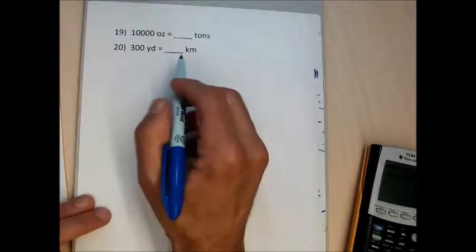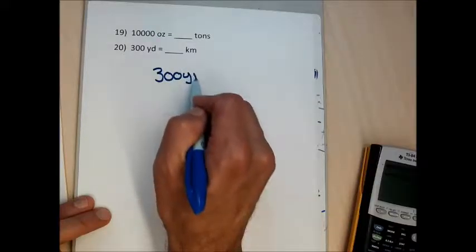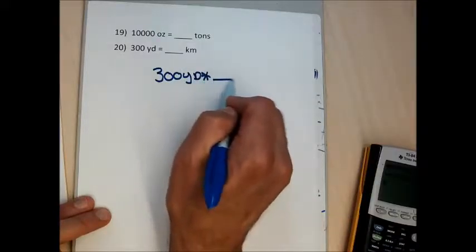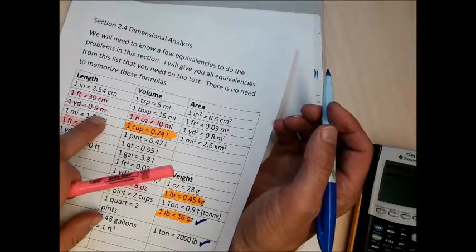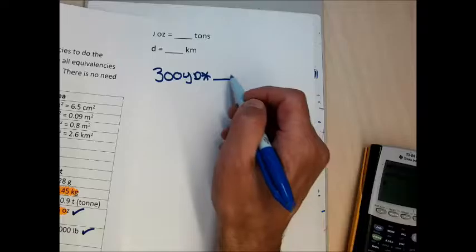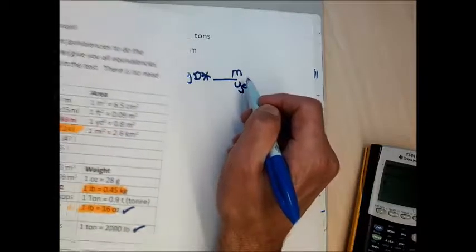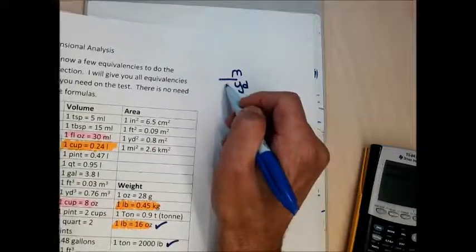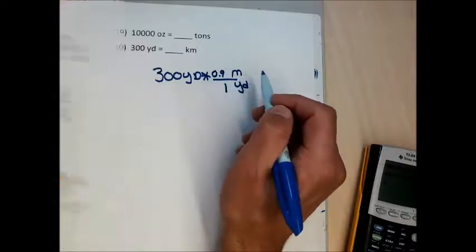So for problem number 20, I'm going to start off with my 300 yards, and the only fraction I see with yards that seems useful is that relation between yards and meters. I'll put meters in the numerator, yards in the denominator because I want to get rid of the yards. I'm going to put 1 next to the yard and a 0.9 next to the meter.